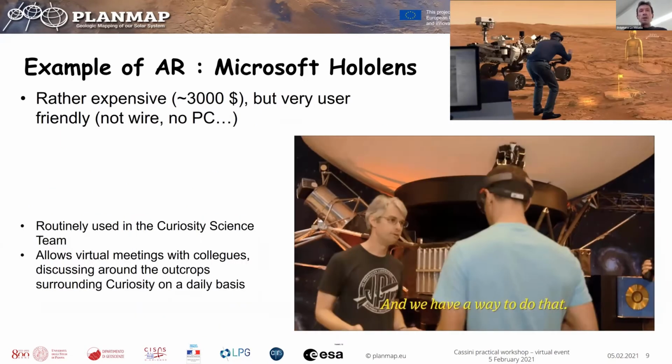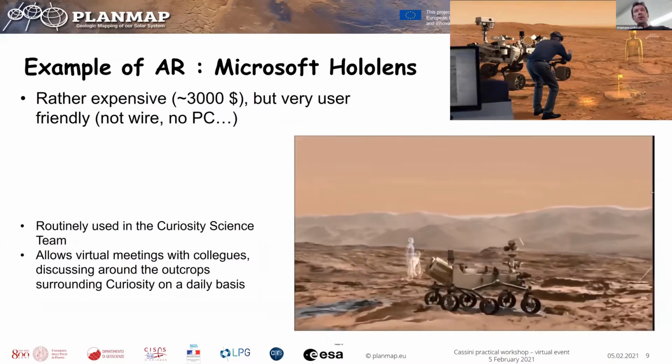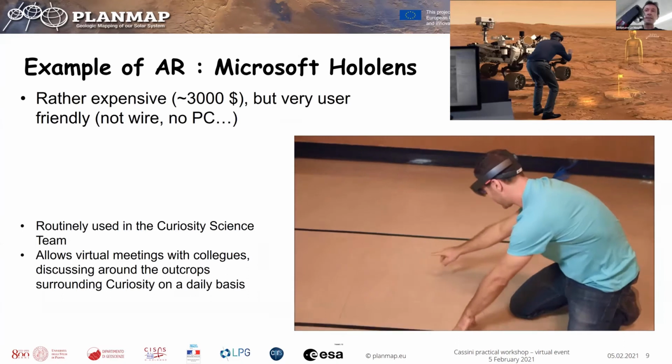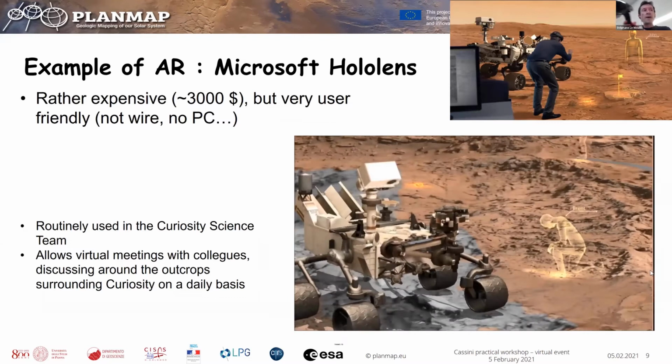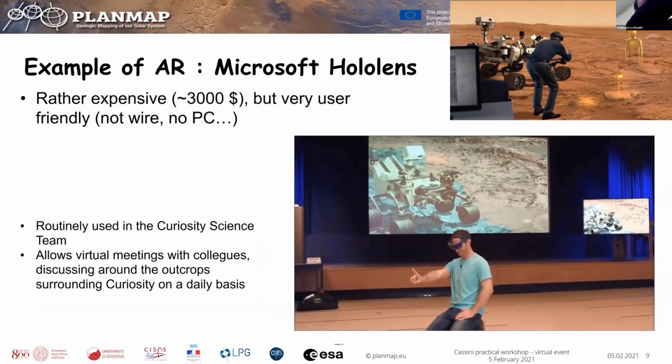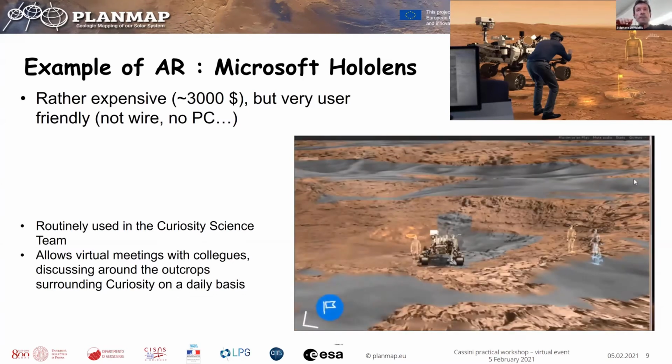We are also using augmented reality for science, and in particular, in the Curiosity team, we are using this kind of headset. If you are looking at my webcam, you can see how it looks. This is a quite expensive headset, $3,000. But the very interesting thing is that you put it on your head, and through the glasses you see a small square just in front of you, where in this application you see the outcrops just in front of the Curiosity rover.